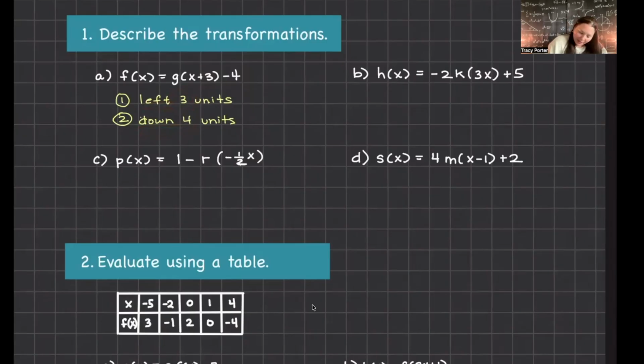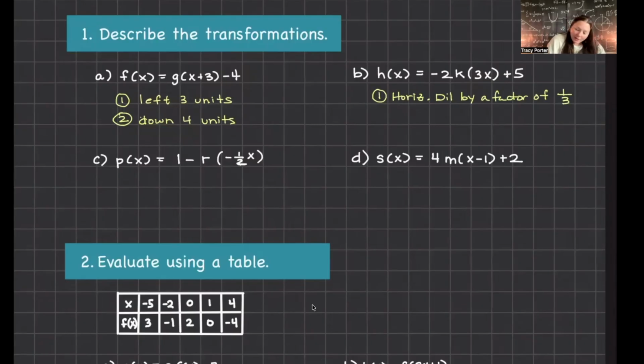So you want to be able to recognize all of the vocabulary there. Now this one, if we go to B, once again, we're going to take care of anything that works on the input first. So that's going to be the 3 that you see here. So we're going to multiply all the x coordinates by 1/3, or we're going to call that a horizontal dilation by a factor of 1/3.